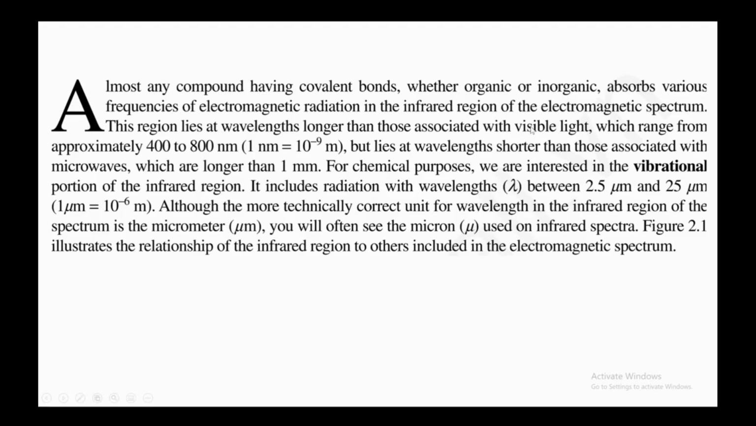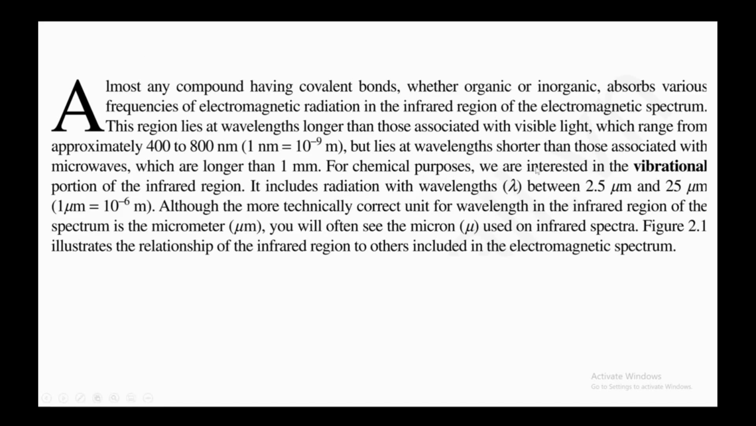The visible light is from 400 to 800 nanometers, and below 400 is the UV region. One nanometer is equal to 10 to the power minus 9 meters. IR lies at wavelengths shorter than those associated with microwaves. So IR is in between visible and microwave, which are longer than 1 millimeter.